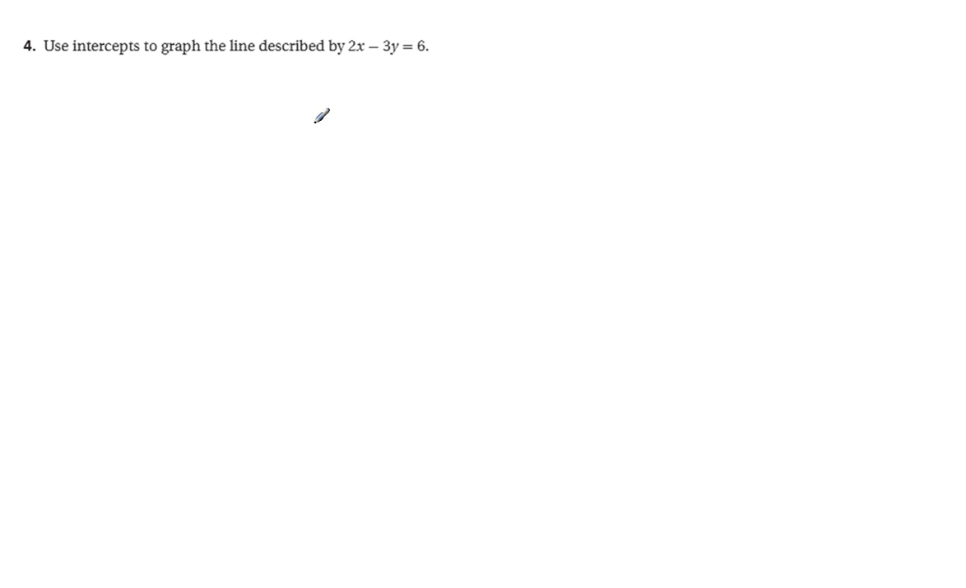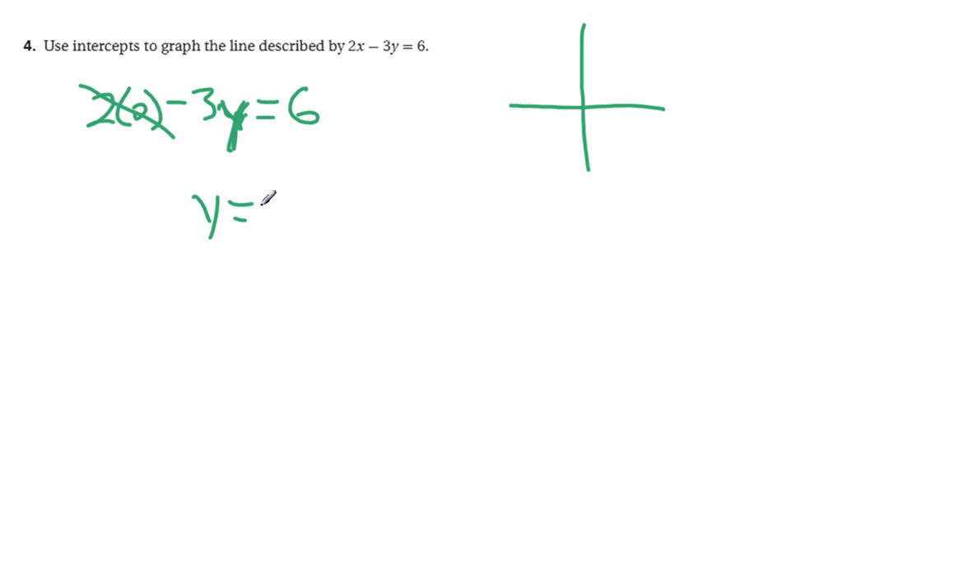Use intercepts to graph the line described by that. Okay, same idea. Cheap graph here. Find our y-intercept, I guess we can do first by setting x equal to 0. So that's just going to be negative 3y equals 6, because 2 times 0 is 0. So that really goes away. We divide everything by negative 3. We get y is negative 2.